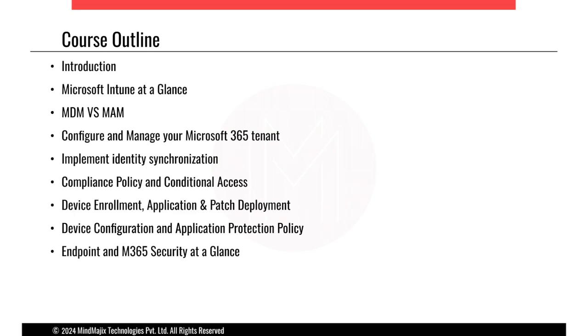Okay. So for the course outline, we will look into Microsoft Intune at a glance. What does Intune look like? What are the features of Intune? And we'll also look into some of the aspects of Azure as well. Intune and Azure are coupled together, more or less; one is dependent on the other. So we will look into how the tenant is managed and how identity synchronization is done. We'll look into compliance policy and conditional access policy as well as part of this course.